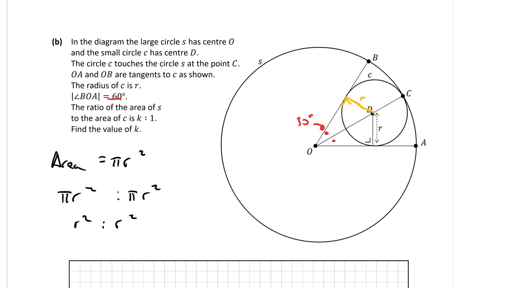So if this is S and this is C, all we're doing here is comparing the radius of the two circles. If we can find the ratio of one radius compared to the other, then we've found essentially the ratio of their areas. So we're really just looking for some information about the radius of the circle. I've said that that's 30 degrees. We know they both have the same side, which I'll put in pink here, OD.